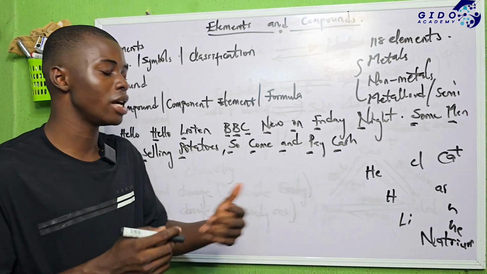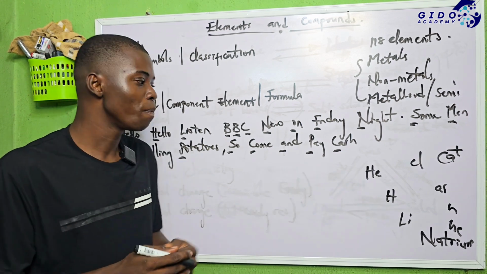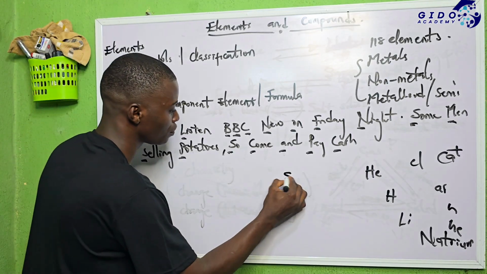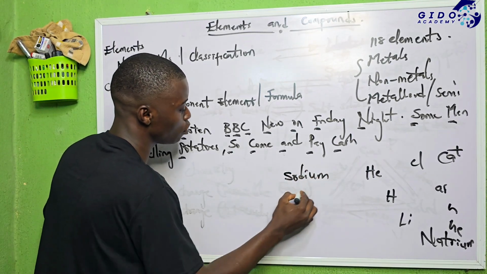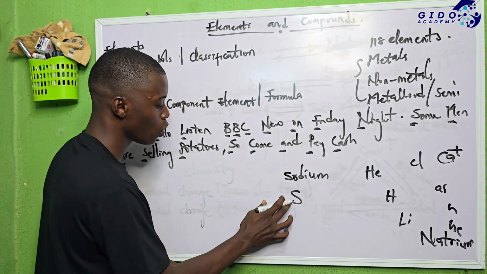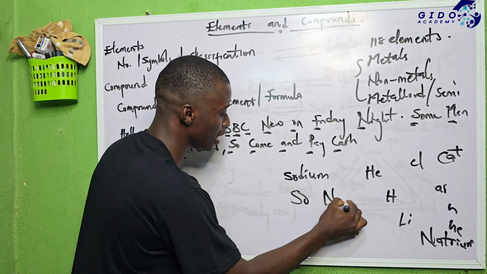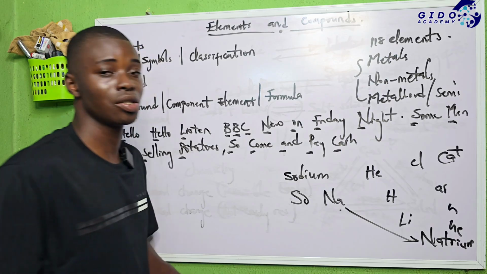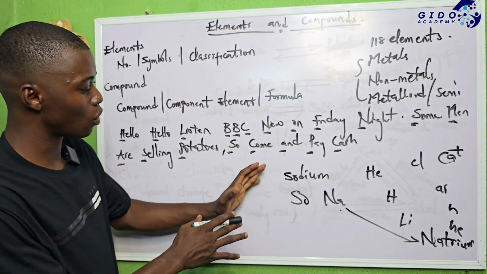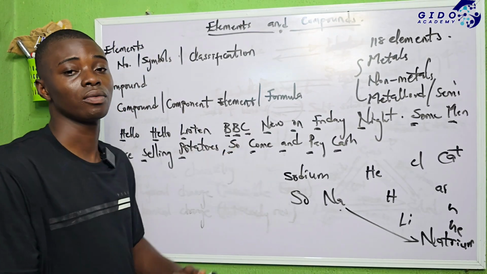For mercury, which is Hg, the Latin name is hydrargyrum. In case you are seeing sodium and you are expecting sodium to be S, which is sulfur, why not use S? Please, we can't use S. We are using the Latin name, which is Na, and Na stands for natrium.